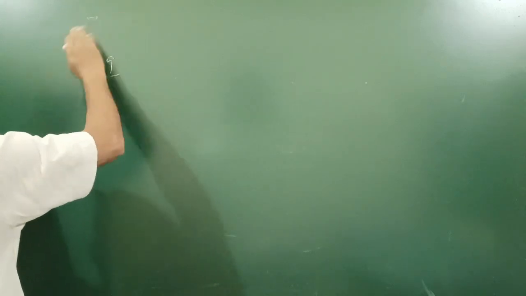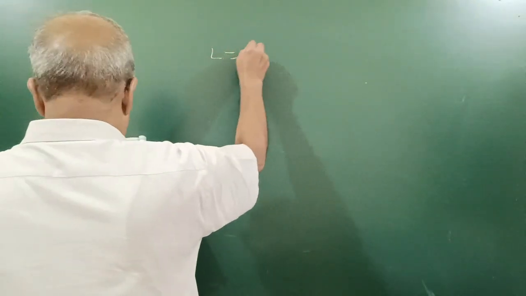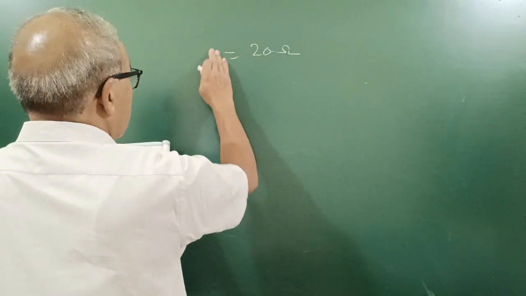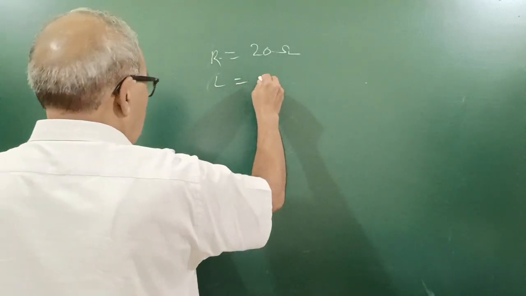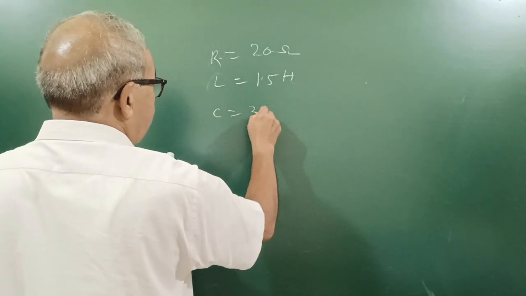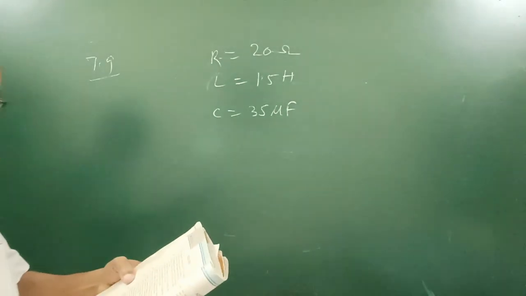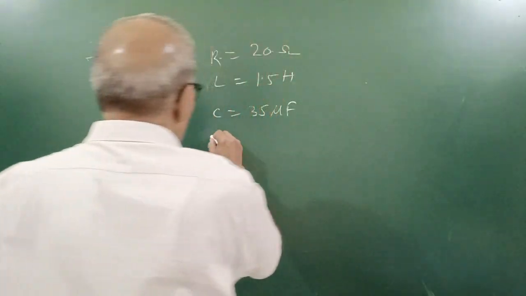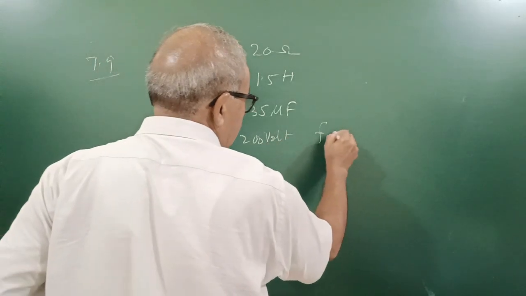So I come to question 7.9 of the NCERT book. The question says, a series LCR circuit, R equal to 20 ohm, L equal to 1.5 Henry, and C equal to 35 microfarad, is connected in series across a variable frequency 200 volt source. V equal to 200 volt and frequency f is variable.